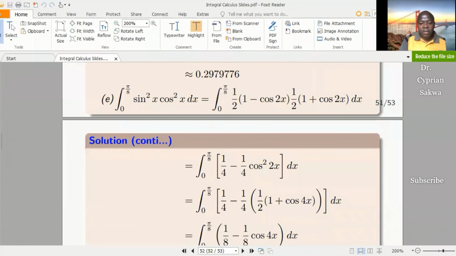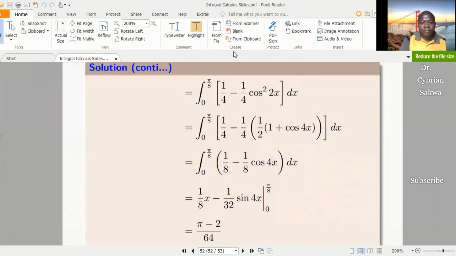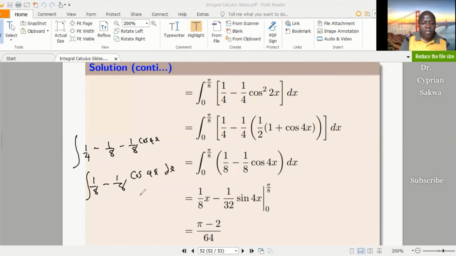So what happens thereafter? Let's just open the bracket here. This will be a quarter, of course under the integral sign, and remember the limits, minus this is 1 over 8 times 1, which is 1 over 8. And there's this minus here, 1 over 8 times that, so the negative 1 over 8 cos 4x. So what is a quarter minus 1 over 8? Of course, the LCM is 8. So that will give us 1 over 8, then minus 1 over 8 cos 4x. So this 1/8 minus 1/8 cos 4x dx can now be integrated.